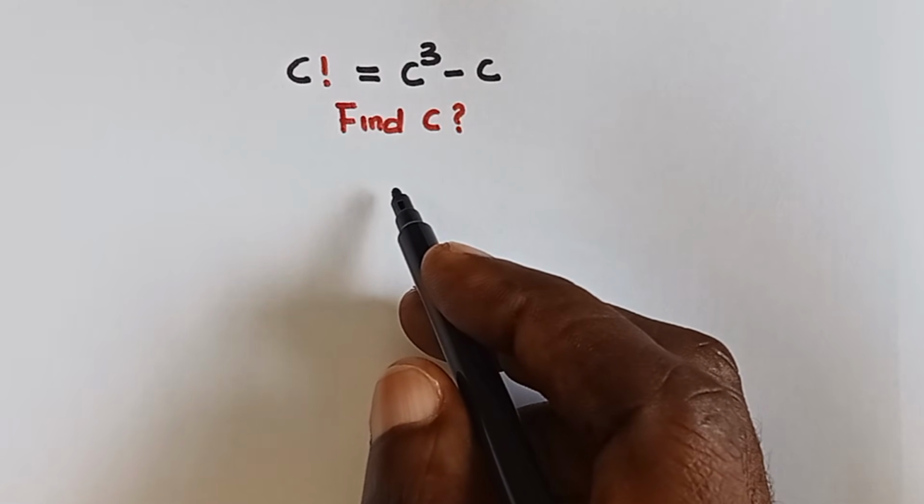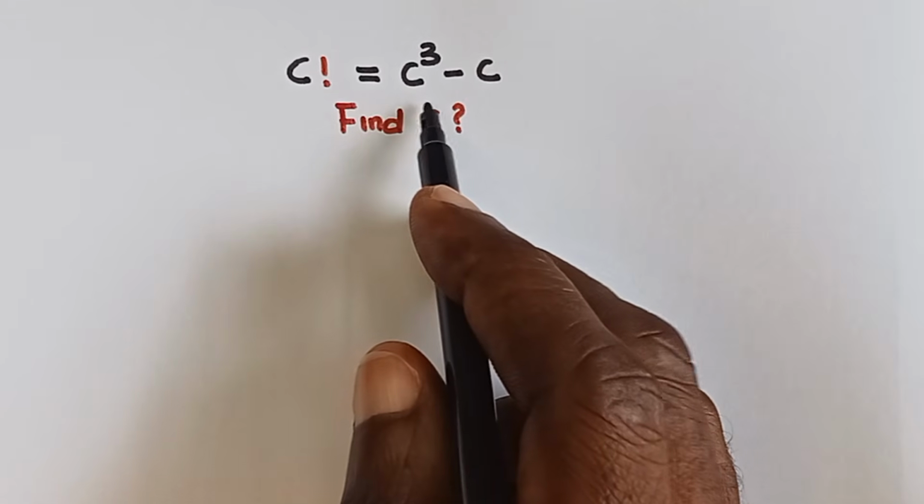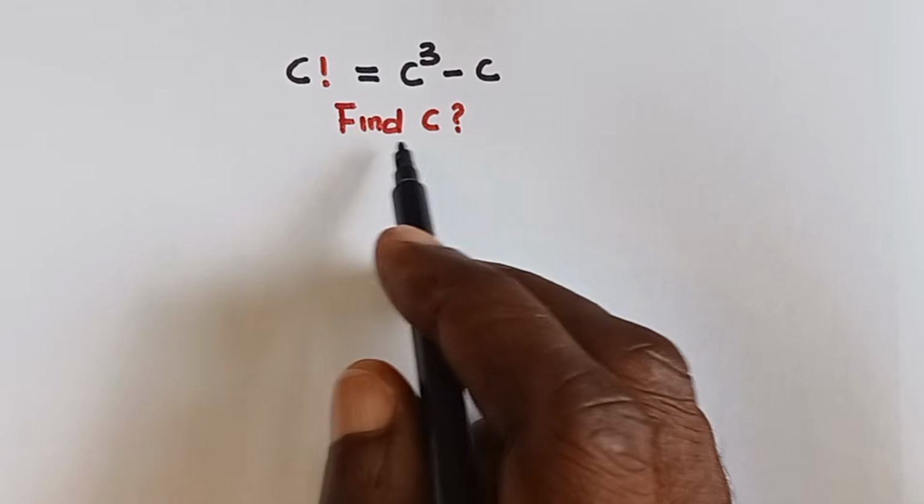Now let's solve this together real quick. We have c factorial equals c raised to power 3 minus c. We want to find the value of c.